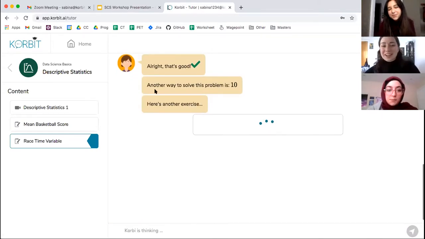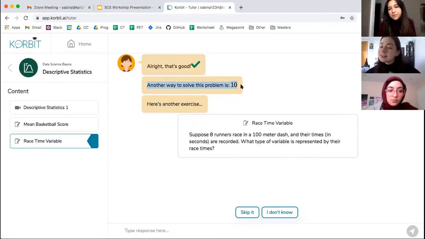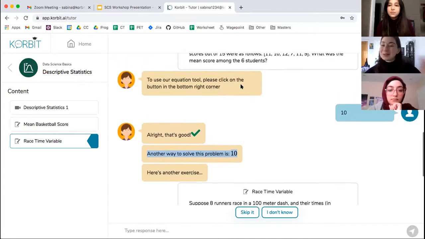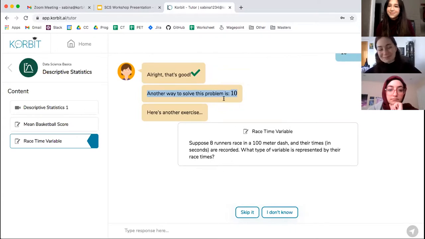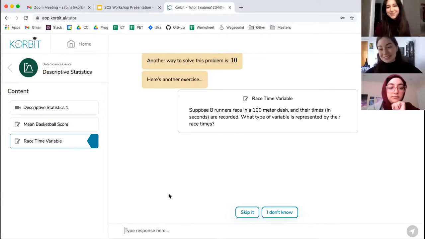Often, this is kind of funny, especially because a lot of our answers are sentence answers. Korbit will suggest another way that she would have solved the exercise based on teacher solutions. But sometimes she tries to do it anyways, even though it's only a number answer. So you write 10 and then she tells you, I would have solved it by writing 10. But obviously that's how we did solve it.